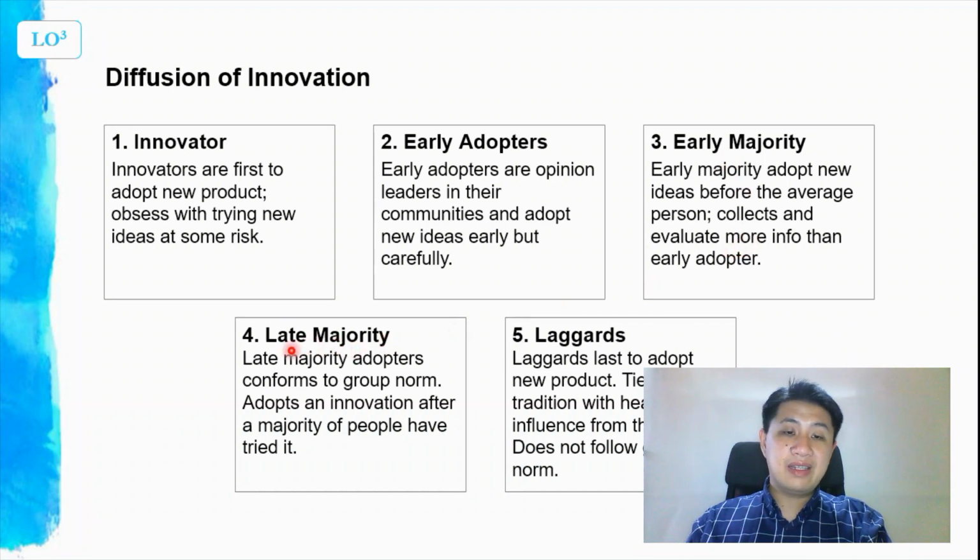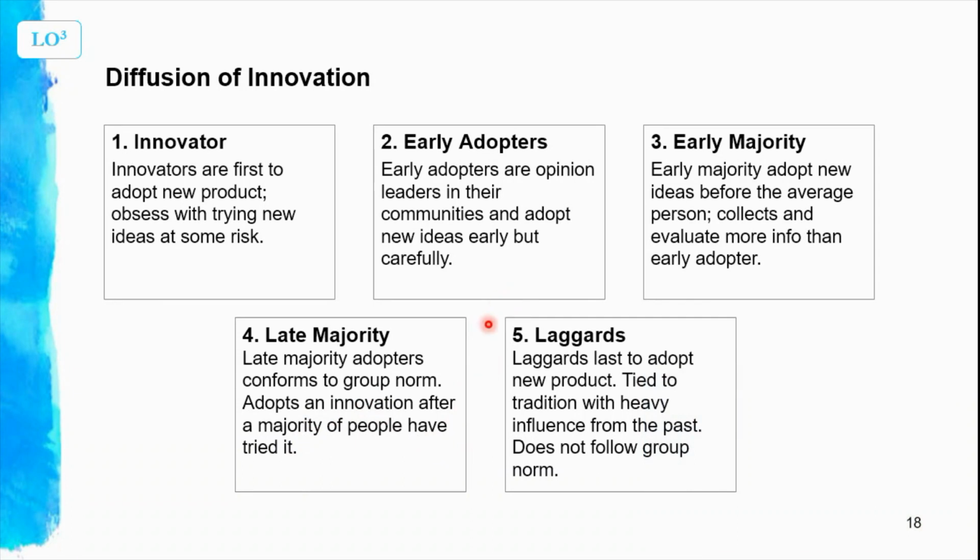Then you have what we know as the late majority. These are the people who purchase later, and we term them as conforming to the group norm. After this new product has been used by the innovators, early adopters, and early majority, the late majority, partly due to peer pressure, will conform to the group norm and adopt the product because a majority of people have tried it.